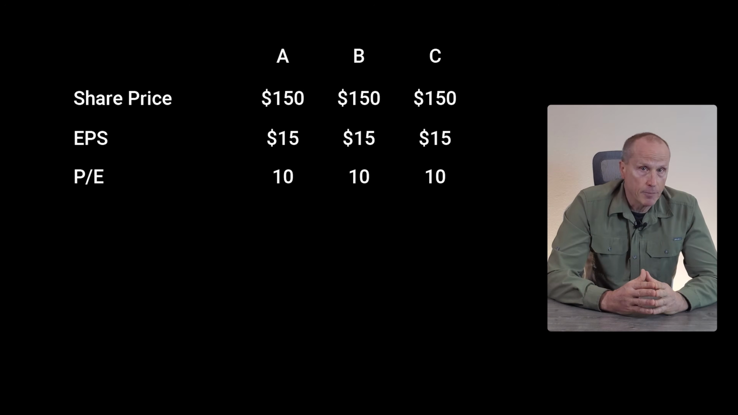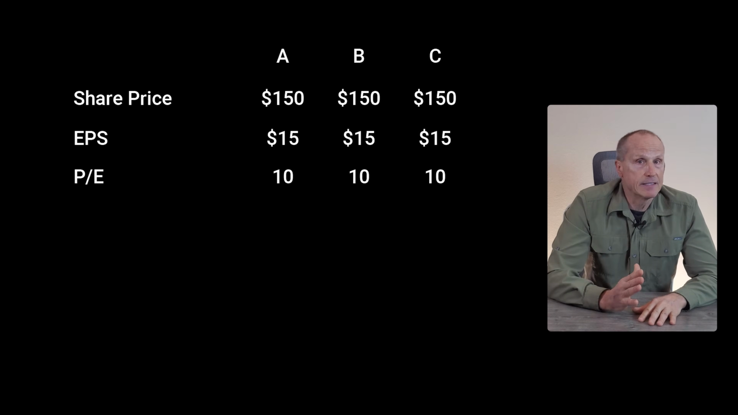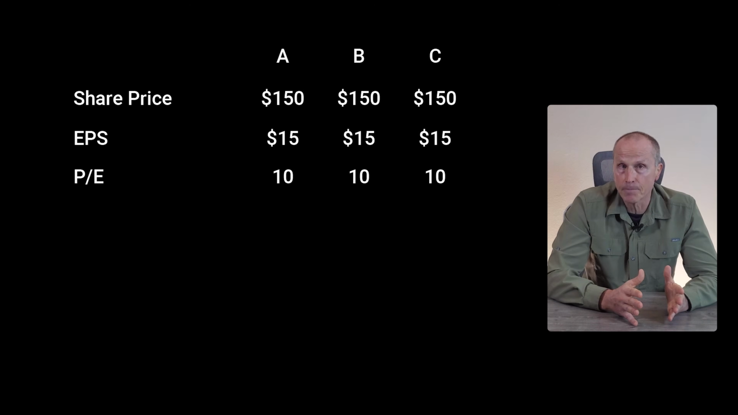Now, let's take a look at a simple example. Let's say we have three companies, A, B, and C. They're all trading at the same stock price of $150 with earnings per share of $15. That gives each a price to earnings ratio, or PE ratio, of 10, meaning the market is willing to pay $10 for every $1 of earnings for each company.